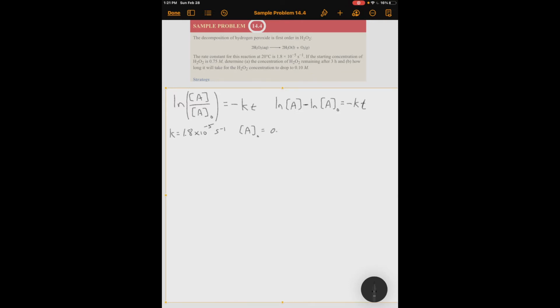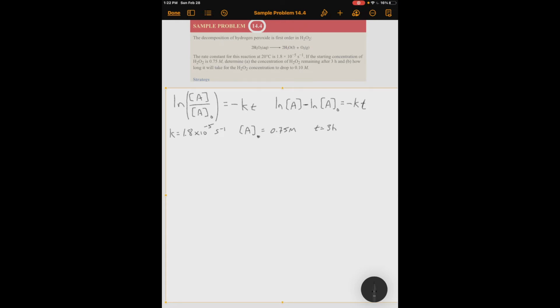is 0.75 molar. Okay. Now we're using H2O2. That's fine. I'm just going to go ahead and use A, the symbol A, to represent H2O2. It's just easier to write it. If the starting concentration of H2O2 is 0.75 molar, determine the concentration of H2O2 remaining after 3 hours. So now they're telling us that the time is 3 hours.